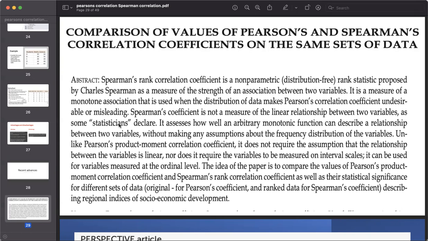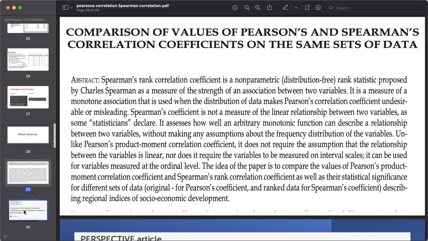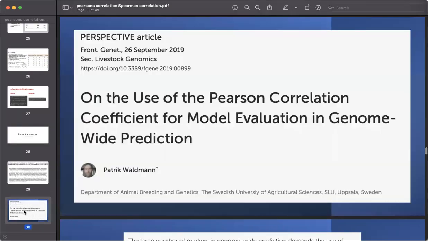The idea of the paper is to compare the values of the Pearson product moment correlation coefficient and the Spearman rank correlation coefficient, as well as their statistical significance, for different sets of data: original data for the Pearson coefficient and rank data for the Spearman coefficient, describing regional indices of socio-economic development. The second article is a perspective article on the use of the Pearson correlation coefficient for model evaluation in genome-wide prediction.